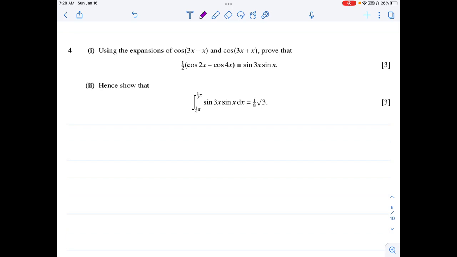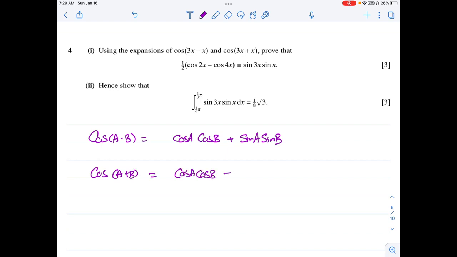So we should know the cos(a minus b) formula. Cos(a minus b) is nothing but what? Cos a cos b plus sin a sin b, and the cos(a plus b) formula is cos a cos b minus sin a sin b. So I use that one.